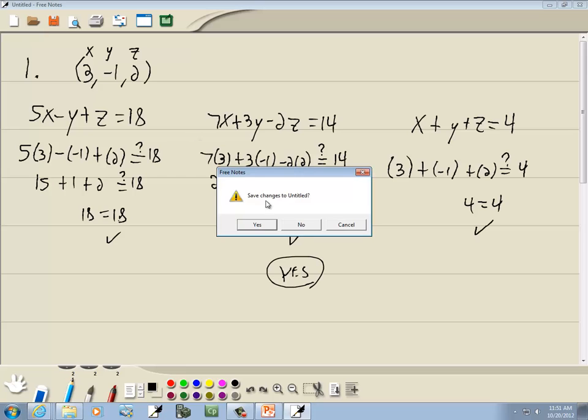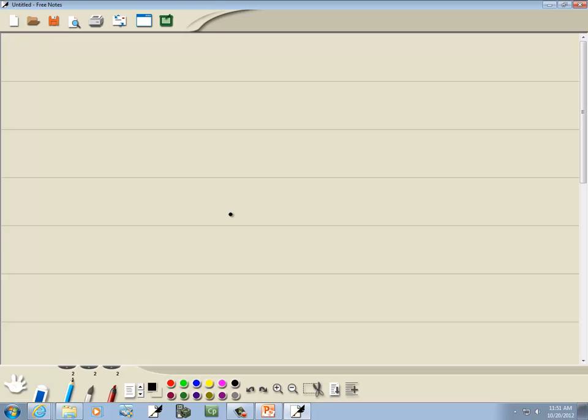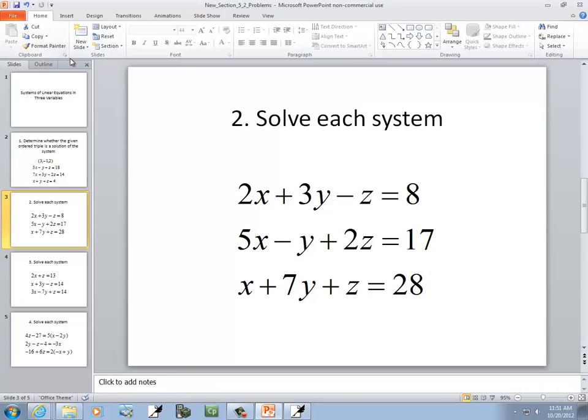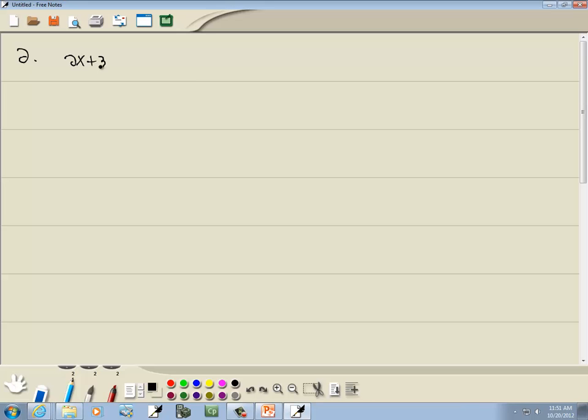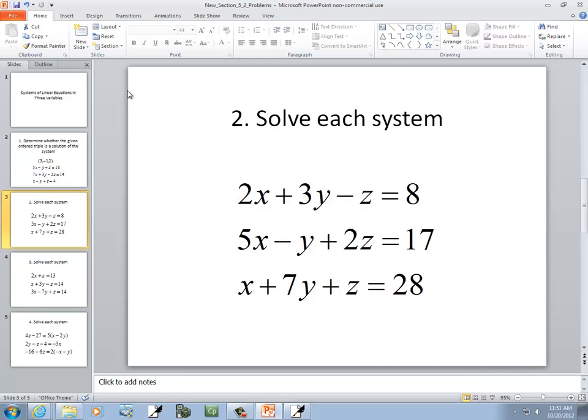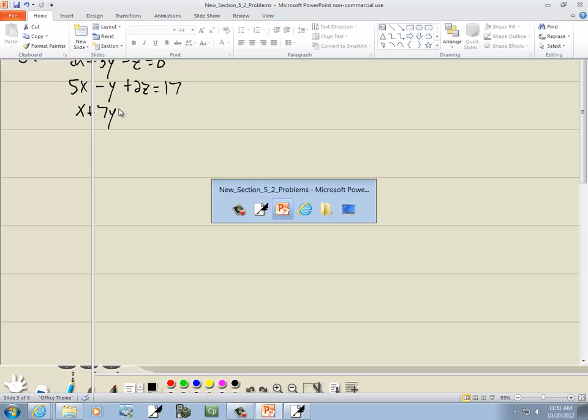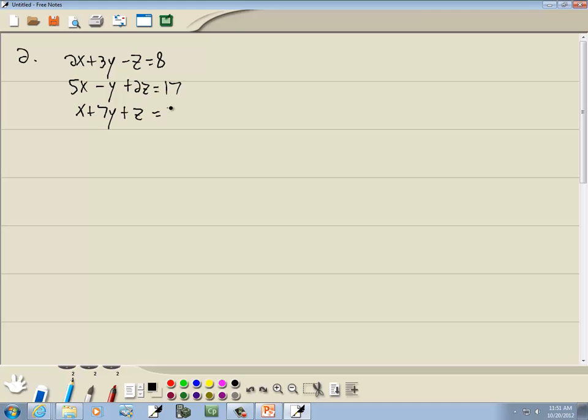Well, let me start a new page. These are kind of long problems. Let's take a look at this problem. 2x plus 3y minus z equals 8. 5x minus y plus 2z is equal to 17. x plus 7y plus z is equal to 28. And this is our first equation, this is our second equation, this is our third equation. It says solve each system. So step 1.